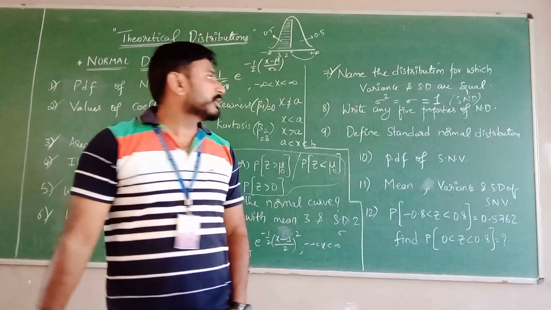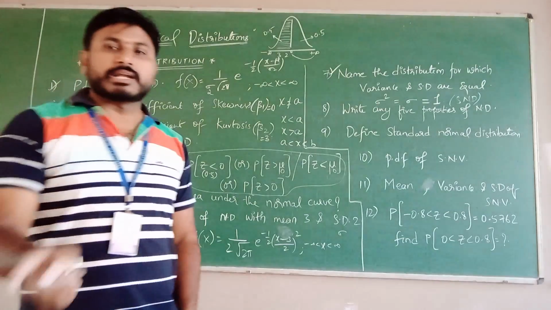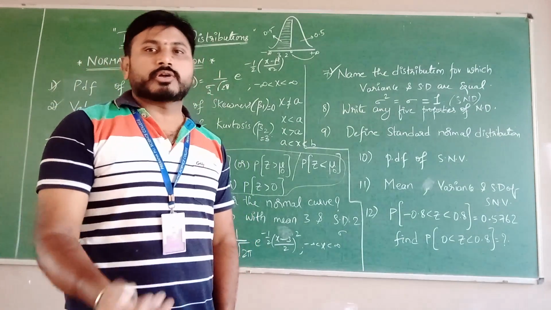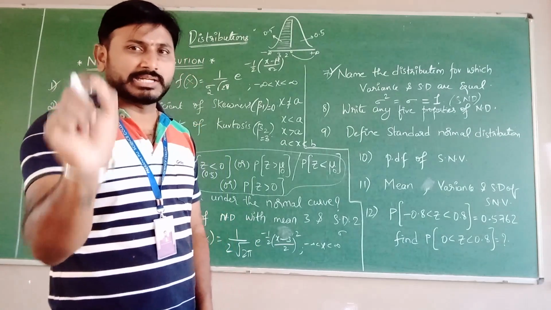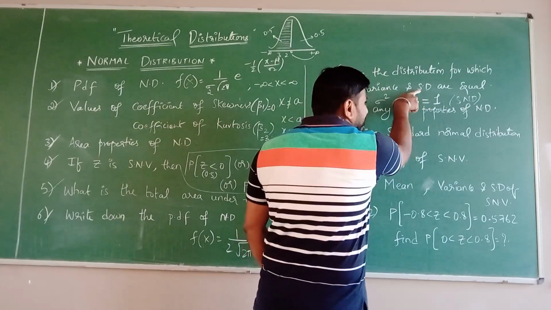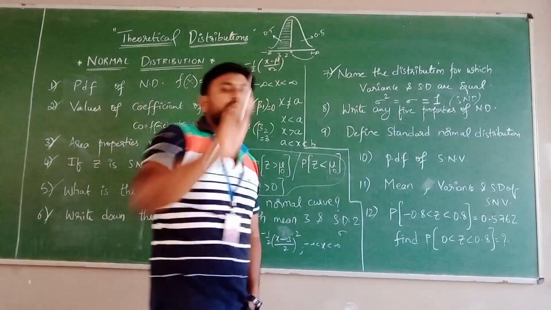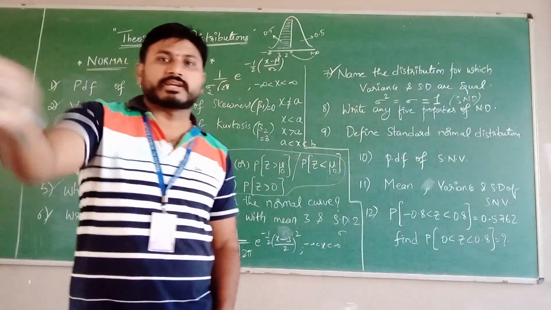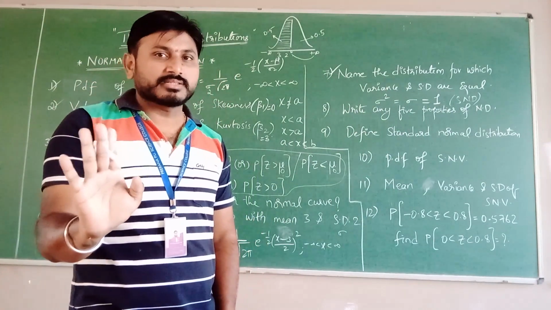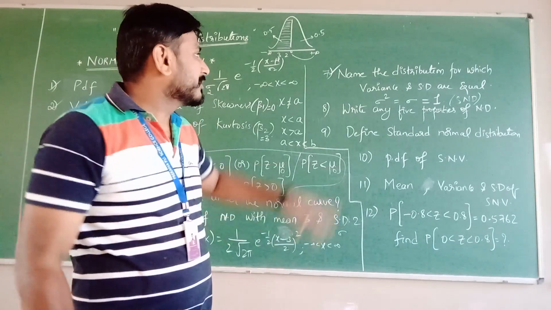Name the distribution for which variance and standard deviation are equal. You have to write standard normal distribution. Just a logical hint I will give you. Standard deviation and variance are equal. Standard. So immediately you think about standard normal. Just to remember, I am saying this. There is no logic behind this.